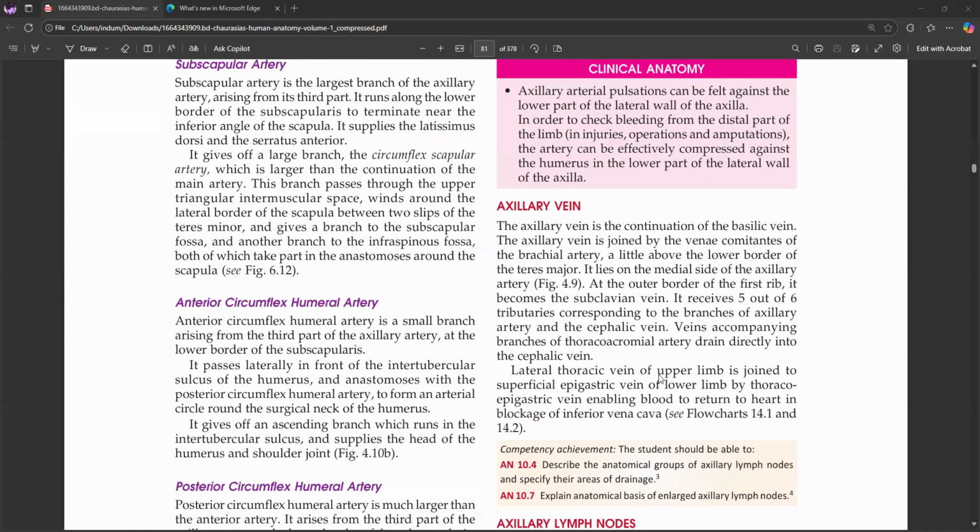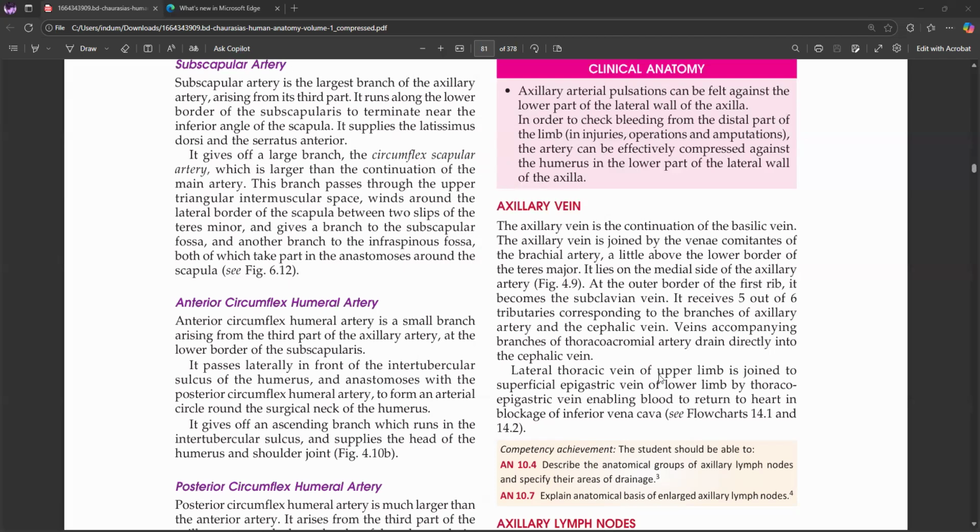Subscapular artery. The subscapular artery is the largest branch of the axillary artery, arising from its third part. It runs along the lower border of the subscapularis to terminate near the inferior angle of the scapula. It supplies the latissimus dorsi and the serratus anterior. It gives off a large branch, the circumflex scapular artery, which is larger than the continuation of the main artery.